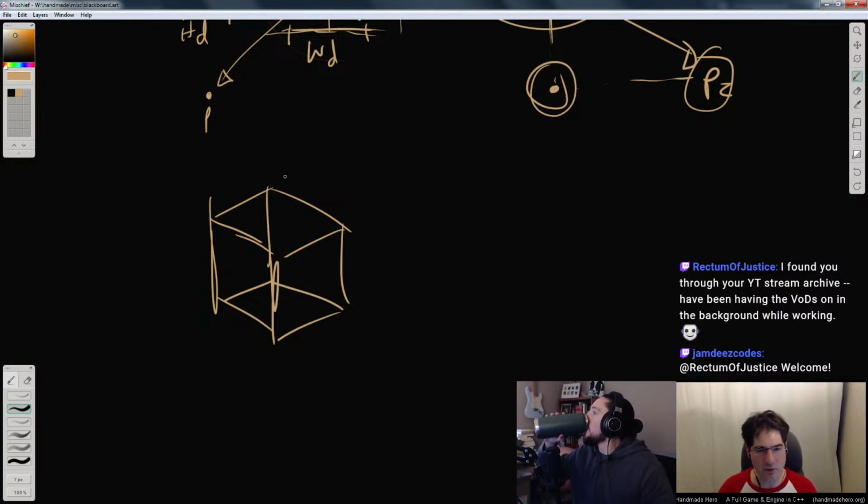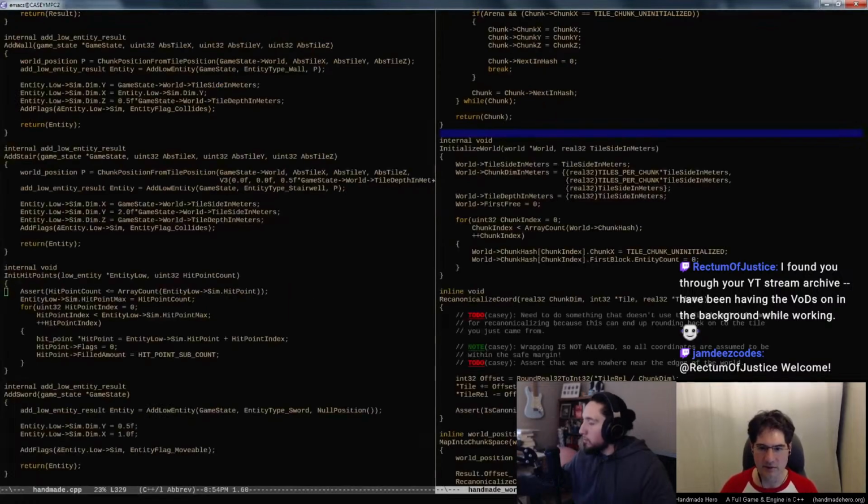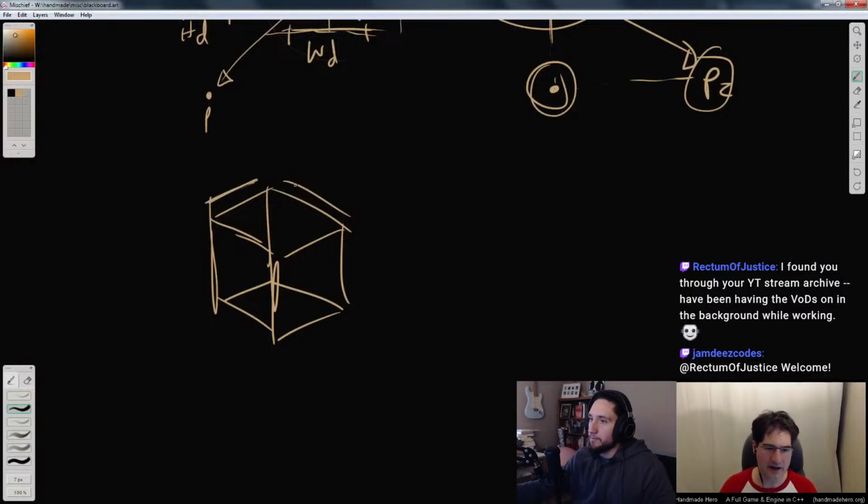So if we did something like this, what we're saying is that we've got a certain tile side in meters here, right? Whatever the world is initialized to. We're setting up the tile side in meters such that it's a cube, right? We're saying that these are all exactly the same. Like this, and this are all congruent. They're all the same length.